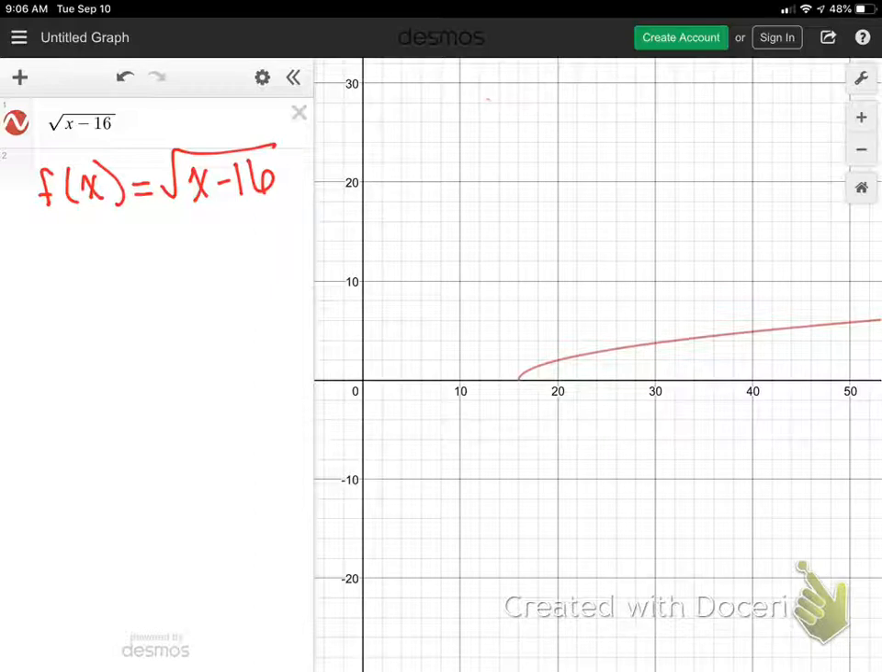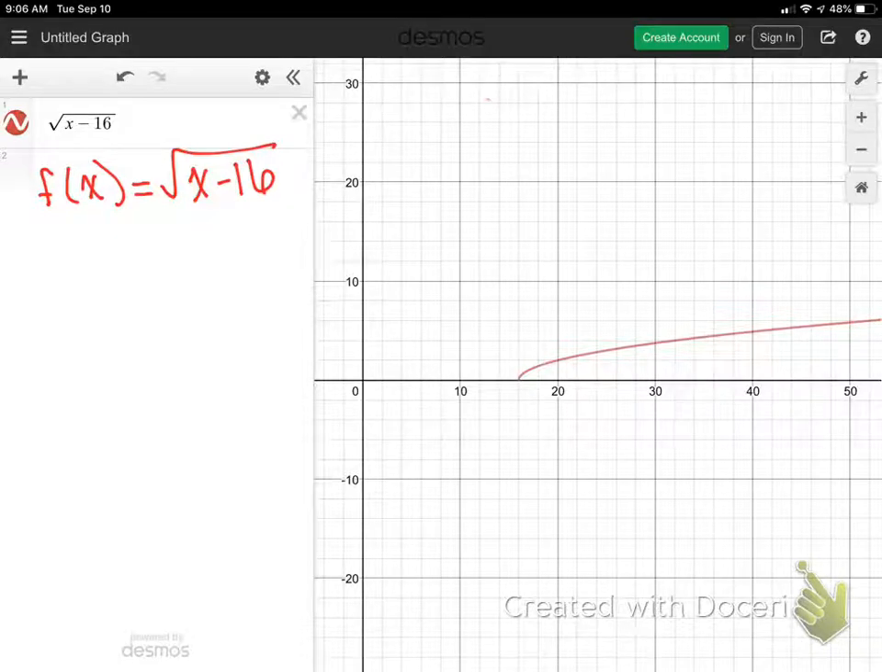Now I want you to take the square root of negative 4. The negative 4 is going to be inside the square root sign. What does it say? Error. Okay, we cannot have a negative number inside a square root sign. And when we think about this, it makes sense. I can't have a negative number inside the square root.